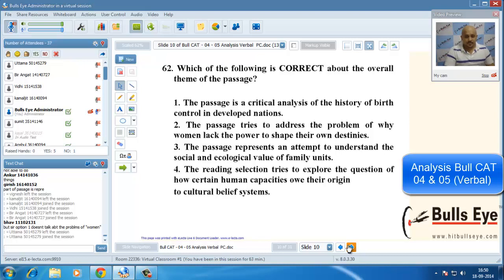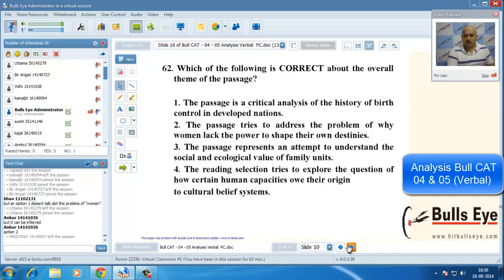See, option number one is what I label a diplomatic answer option. What does it say? The passage is a critical analysis. Now, the one thing that you've got to look into here is, as soon as I say something like the passage is a critical analysis, it's actually a redundant statement. It really doesn't help you. It's a generic thing which is applicable almost everywhere. So it says the passage is a critical analysis of the history of birth control in developed nations.